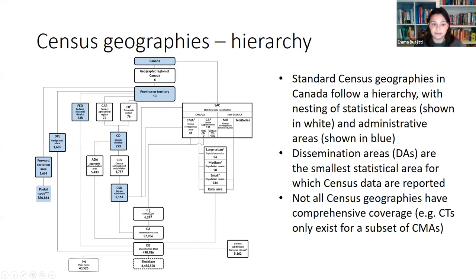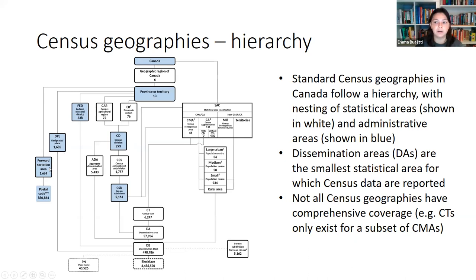That doesn't mean that in the nested hierarchy, all of the geographies have comprehensive coverage or cover all of Canada. For example, census tracts, even though they're nested above DAs, don't cover all of Canada. They only exist in tracted census metropolitan areas. And then there are also census geographies that exist outside of this nested hierarchy.